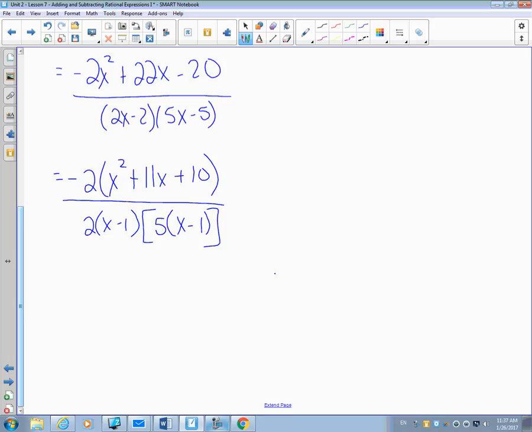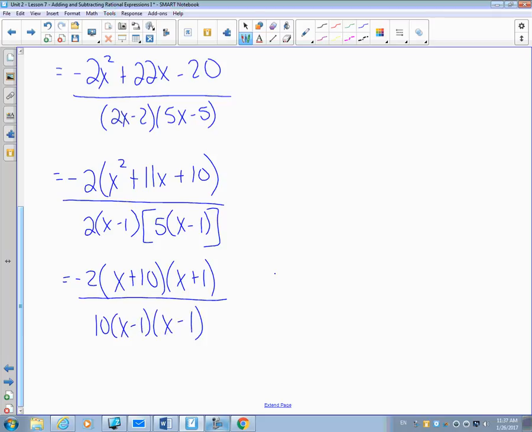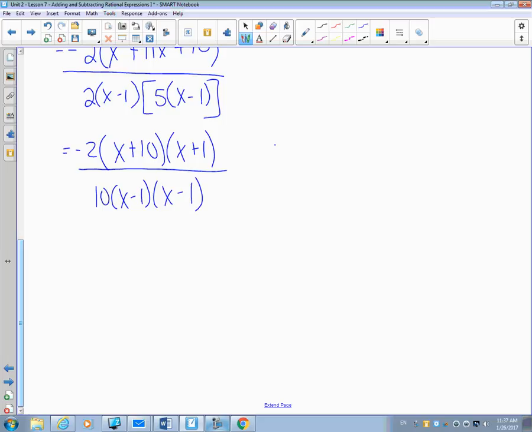Sorry, it should be x minus 1 there. Which means I can factor some more. x plus 10 and x plus 1. And on the bottom, oh, this is looking kind of crazy now. I've got 2 times 5 makes 10, and I've got an x minus 1 and an x minus 1, which means I could simplify that even more, because the 2 and the 10 can be simplified, right? They can be divisible by 2. And on top, x plus 10 and x plus 1. Now the 1s can't go anywhere because they're different signs, but that's it.